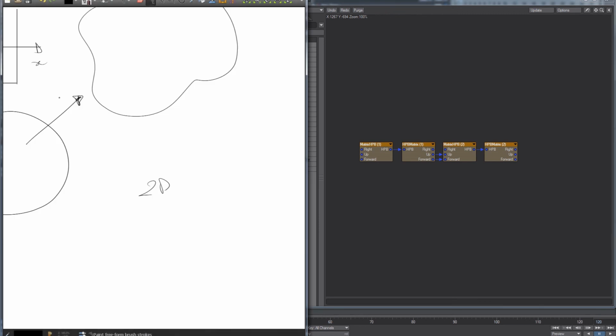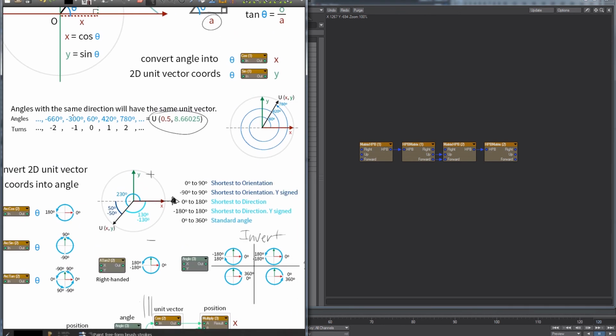But keep in mind that just like in the 2D example, when I convert between angles and direction vectors, I lose the notion of turns.